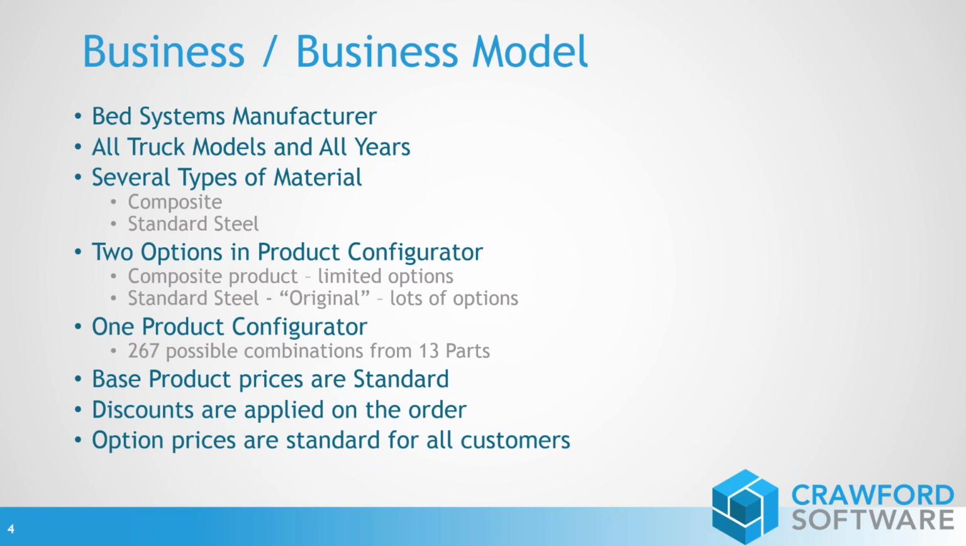On all the configurators, the base product prices are standard. We have discounts being applied to the order. Those are either by customer or within the standard functionality for Epicor. And then the option prices are standard for all customers, so there's no discounts per customer per the option base. So that's, again, just a little bit of background so you understand the business model and what we're trying to show you as we go through the product configurator.